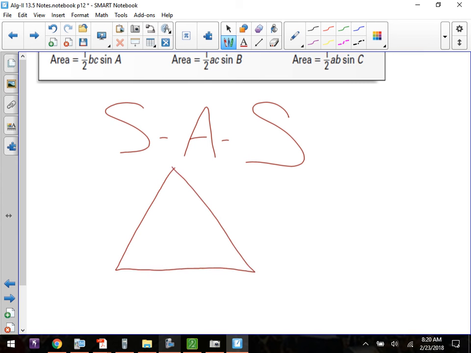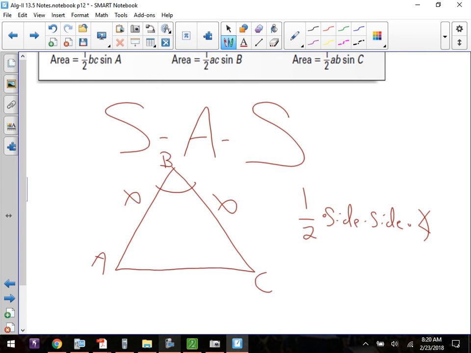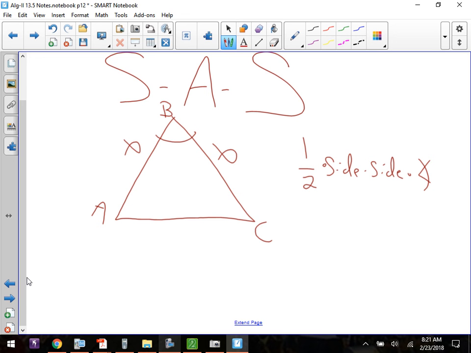So anytime you have two sides, if you have this angle and these two sides, you can use the formula of 1/2 side times side times the sine of the angle, and that gives you your area. We don't worry about all these different versions of it. Whenever you have side angle side, the area of a triangle will always be 1/2 side times side times the sine of the angle.